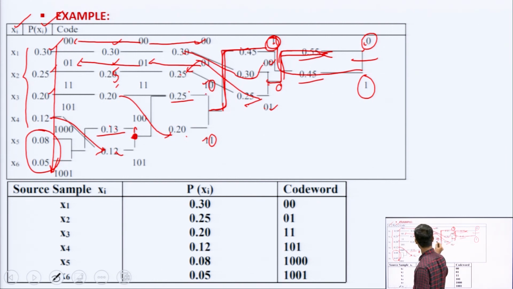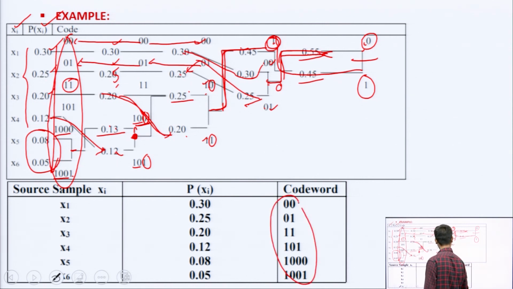This point is coming from this. So 1, 0 is fixed, and upper half is 0, lower half is 1. Similarly, this 1, 1 will be directly going to 0.20, 11. Now 100, this is 101. It is coming from this 100. Again 100, 0 and 1. So I got these codes and they are written like this.